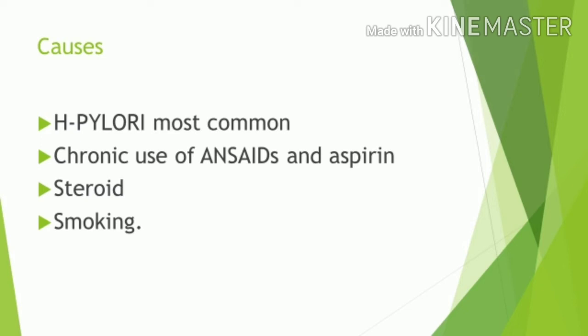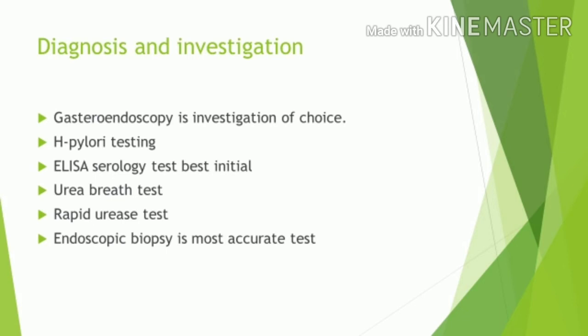Causes. H. pylori is the most common. Chronic use of NSAIDs and aspirin. Steroid. Smoking. Diagnosis and investigations. Gastroendoscopy is the investigation of choice. H. pylori testing. ELISA serology test is the best initial. Urea breath test. Rapid urease test. Endoscopic biopsy is the most accurate test.